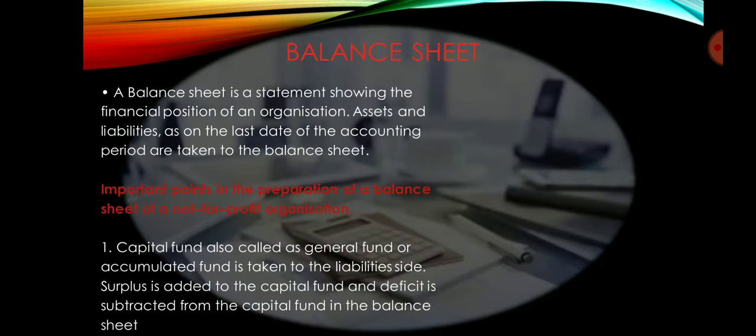Next, balance sheet. Finally, prepare the balance sheet. What is a balance sheet? A balance sheet is a statement showing the financial position of an organization. The preparation of the balance sheet of a not-for-profit organization is more or less similar to that of a trading concern. The important points in the preparation of a balance sheet of a not-for-profit organization: the balance sheet is prepared at the end of the accounting year to show the financial position on that date.